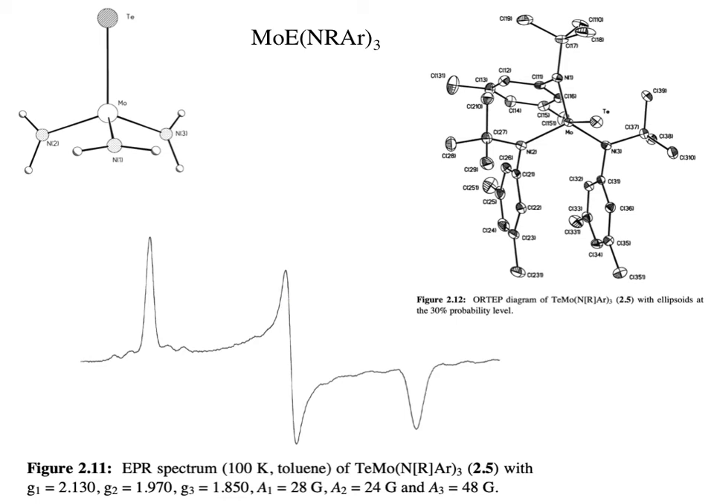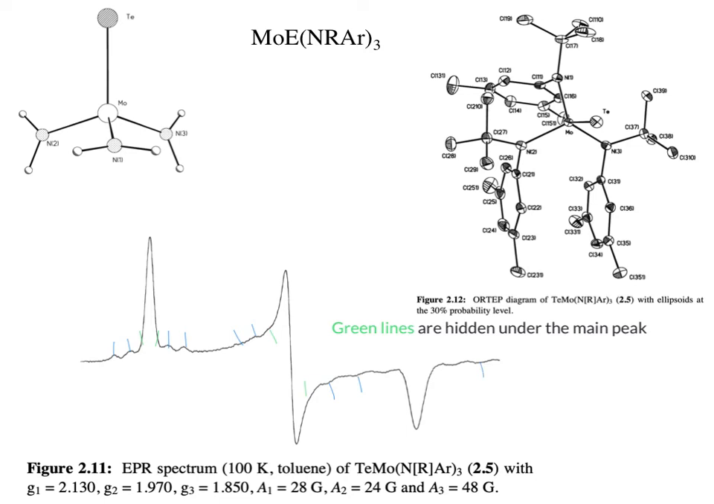The g values are 2.1, 1.9, and 1.8, so a little bit more spread out than in the titanium case. But the interesting thing that you can see in this spectrum is the hyperfine coupling to the molybdenum center. Some of the lines are buried, but there is a 6-line pattern due to coupling to the spin 5/2 nucleus of molybdenum. So I'm trying to illustrate some of these features.